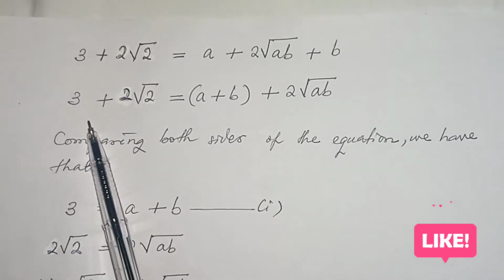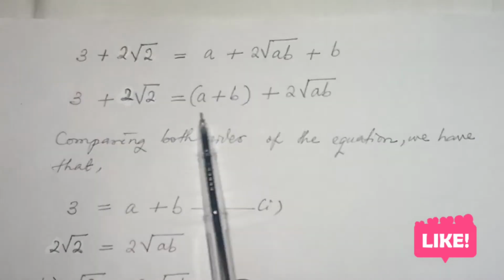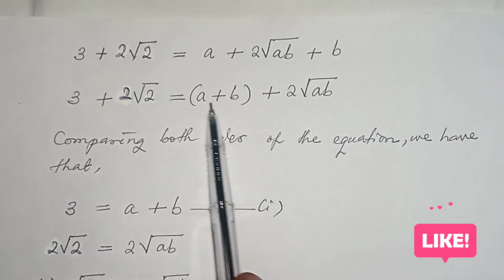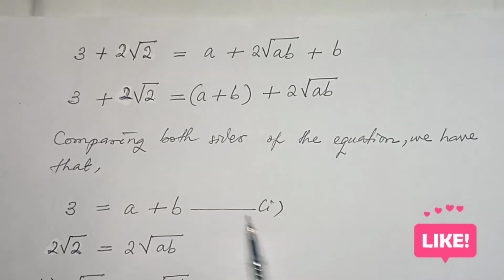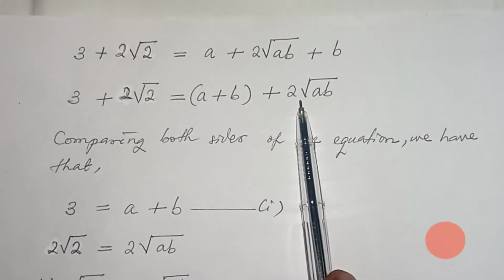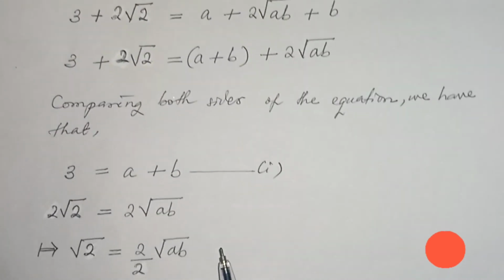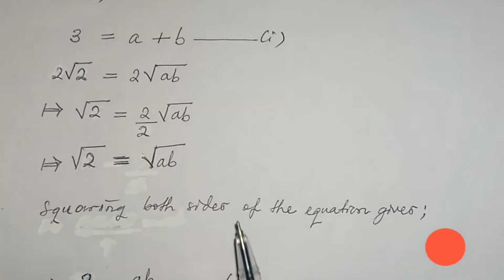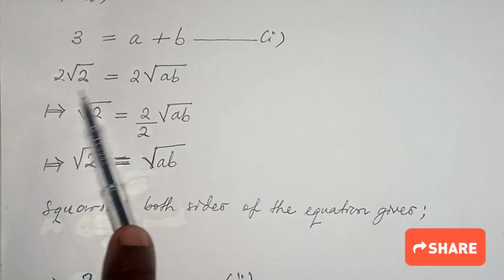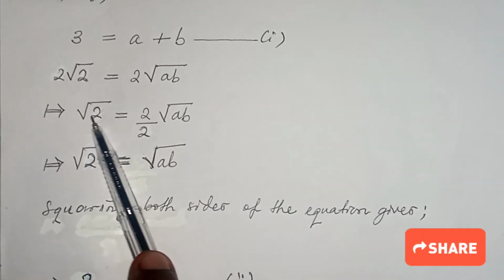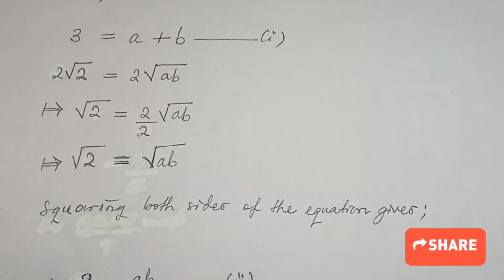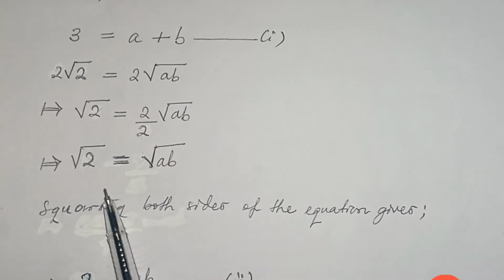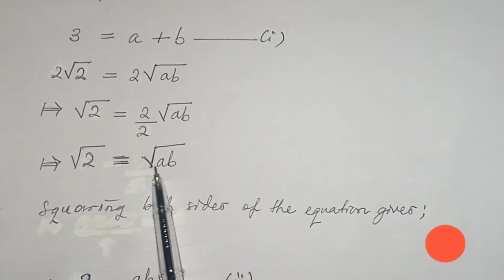Now, when you compare the left-hand side, this, to the right-hand side, you will notice that 3 can be compared with a plus b. So 3 is equal to a plus b. We call that equation 1. 2 root 2 can be compared with 2 root ab, and that would, when simplified, give us what we are going to call equation 2. So 2 root 2 is equal to 2 root ab. 2 root 2 and 2 root ab have something in common: they both have 2, which can divide both sides, and that gives us root 2 equals root ab.